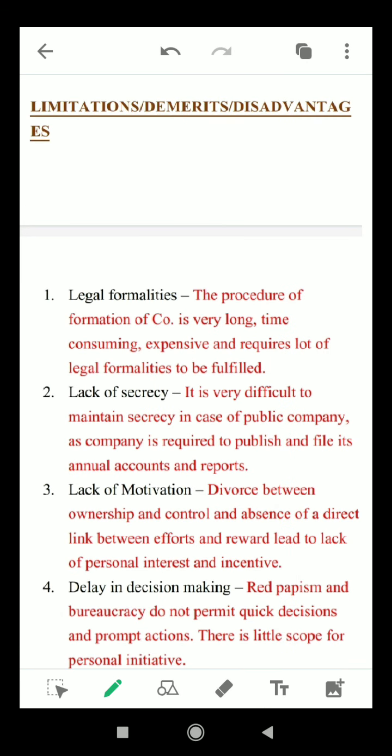So we are done with advantages. Then here, limitation or demerits or disadvantages of the joint stock company. Number one is legal formalities. The procedure of formation of company is very long and time consuming, then expensive, and requires a lot of legal formalities to be fulfilled.